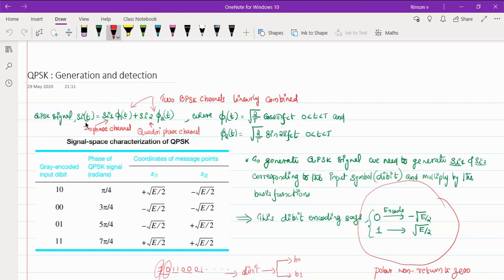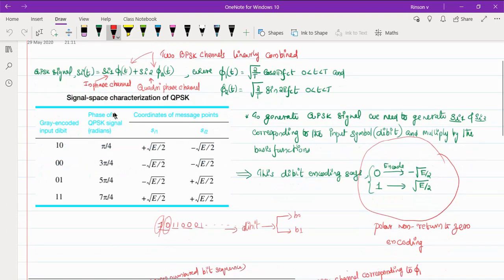So the QPSK signal is represented by this: Si of t is equal to Si1 phi1 of t plus Si2 phi2 of t. This is the in-phase channel and this is the quadrature-phase channel, and you have seen this signal space characteristics of QPSK in the last lecture. And phi1 is this, phi2 is this.